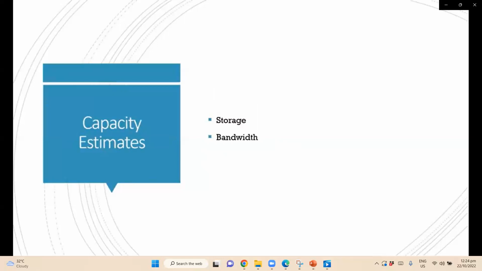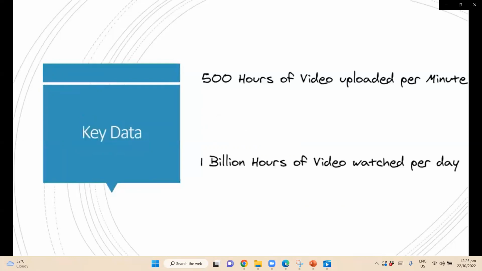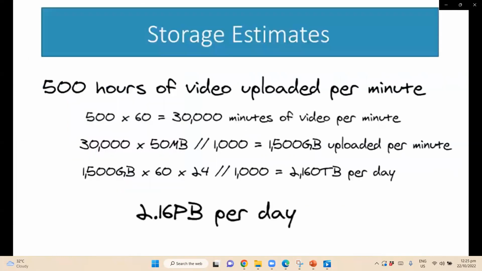Now that we have our requirements for the project defined, we're going to want to make some basic capacity estimates so that, like if you're proposing a project at your company, you can give a rough estimate to your boss or whoever of how many resources you're going to need. In this case, for a video app like YouTube, the big factors are going to be storage and bandwidth. The key data, and this is from YouTube's own publicly released statistics, is that they upload 500 hours of video every minute, and 1 billion hours of video is watched per day by their users.